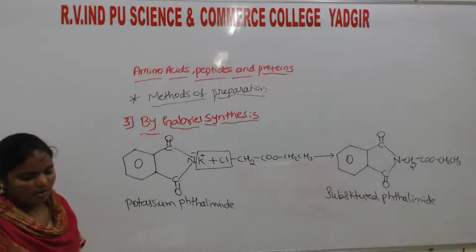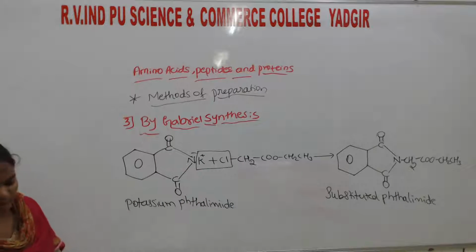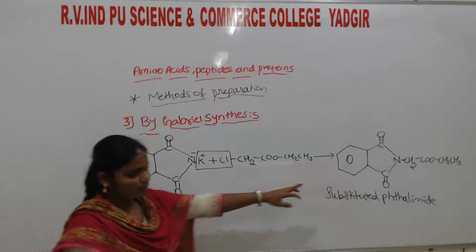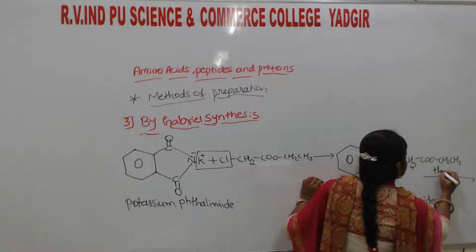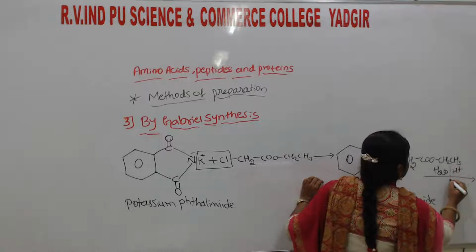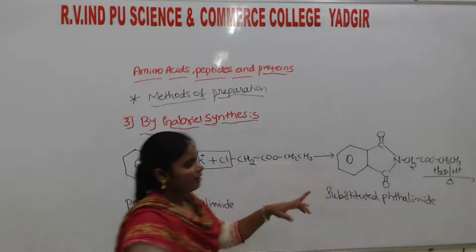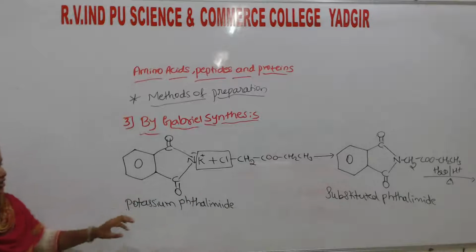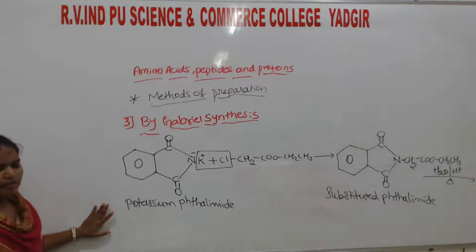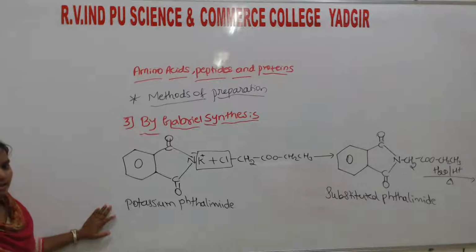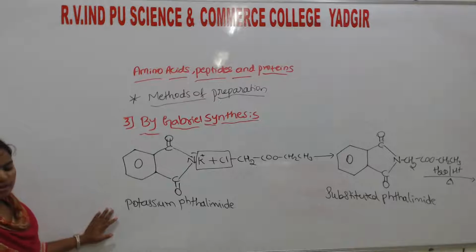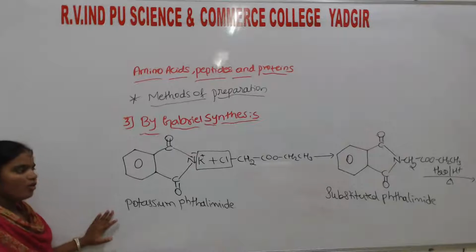Then hydrolysis takes place. This is a continuation reaction. Hydrolysis takes place, and I will write the continuation reaction step. The formation is phthalic acid and amino acid and ethyl alcohol.